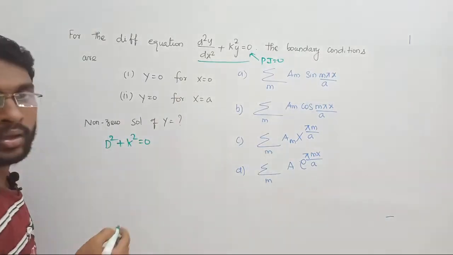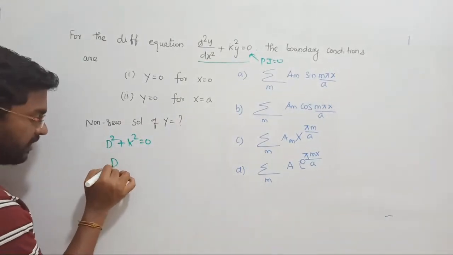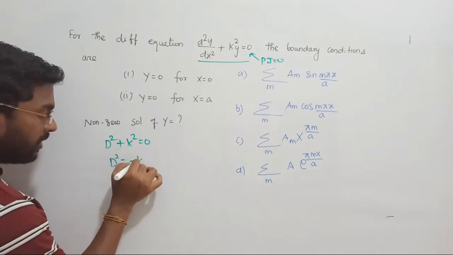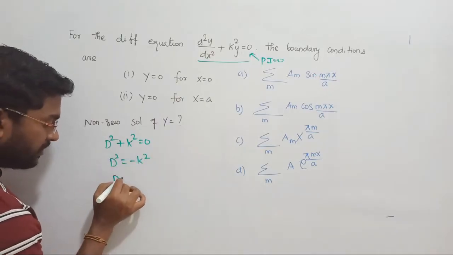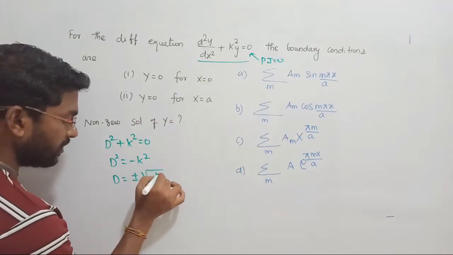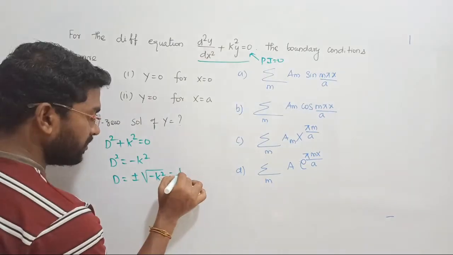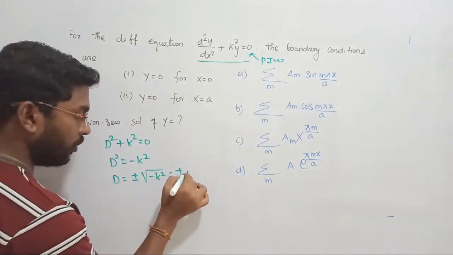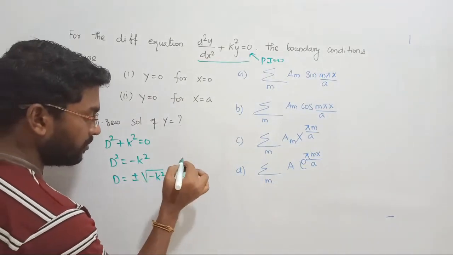Do you all agree with me? Yes, that is correct. So from this I can say D square is equal to minus k square. From this I can say D is equal to plus or minus under root of minus k square. So how can you write this one? Plus or minus you can take out, it will become j, and k square will become k.